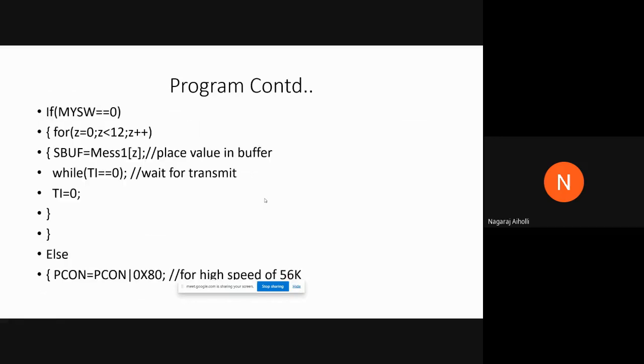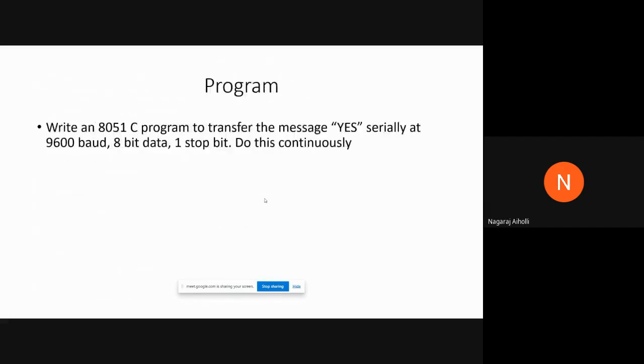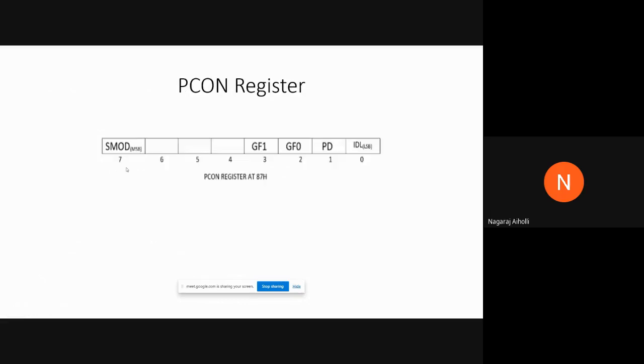So students, in today's class we discussed a few programs. The first program that we discussed was to receive the data which has been sent in serial form and send it out to port 0 in parallel form. Also save the data at RAM location 60H. Then we discussed the bit pattern or bit structure of the PCON register. It is not a bit addressable register. It has 8 bits, and we saw the various functions of the bits of the PCON register.